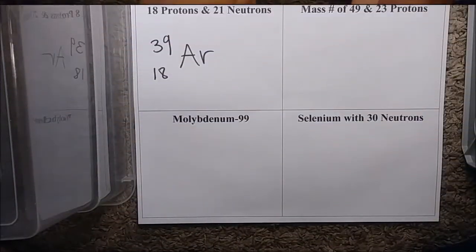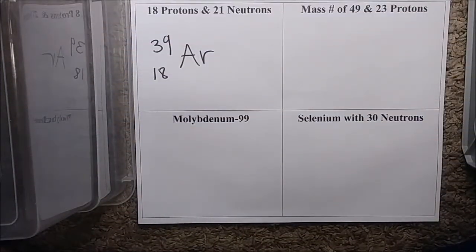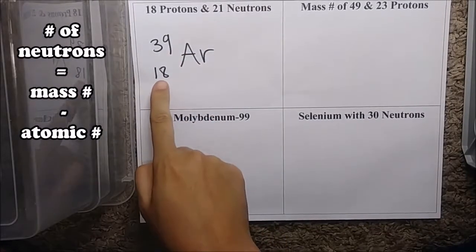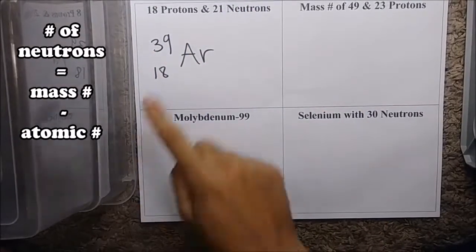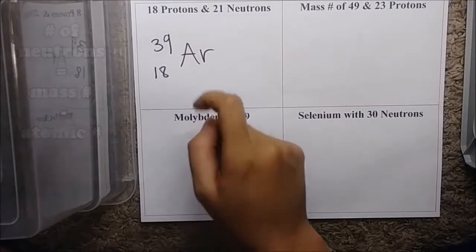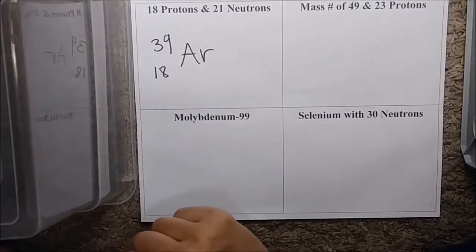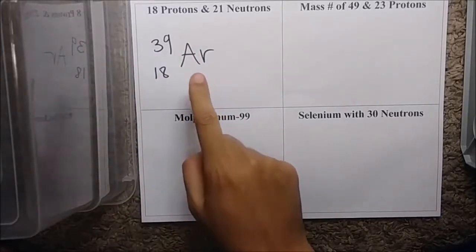In case I question the numbers that I put down, I just subtract my atomic number from my mass number to give me the number of neutrons. So 39 minus 18 gives me 21 neutrons. So I know that I got the correct answer here. Now that we have one atomic symbol down, let's move on to the next one.